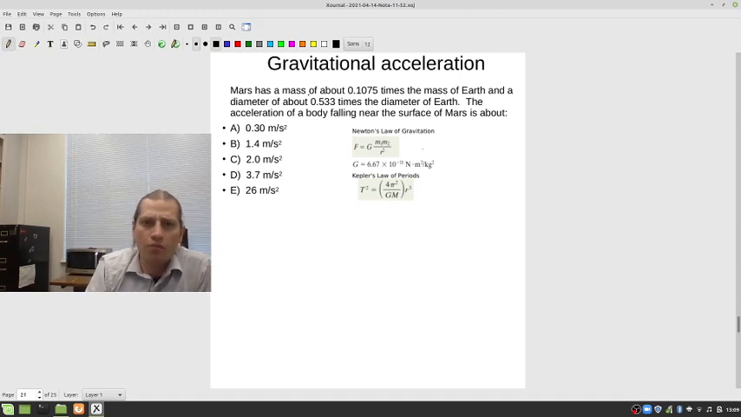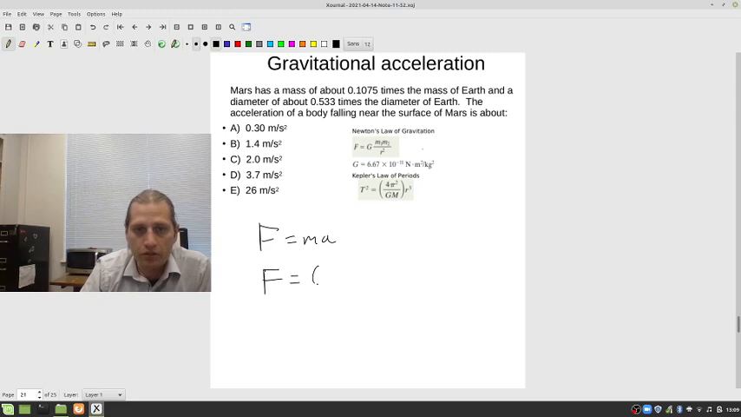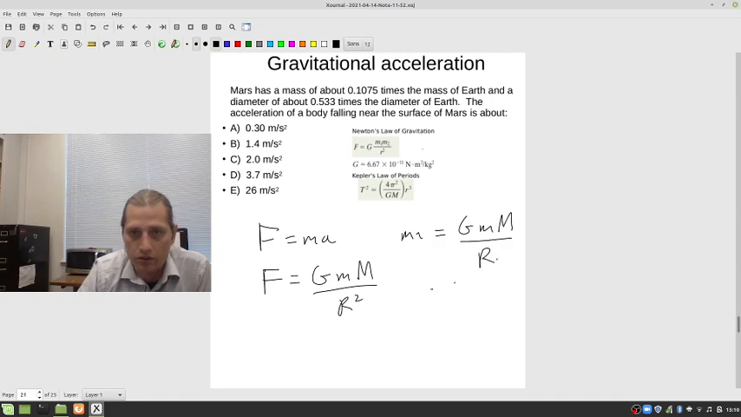So in this case, it says Mars has a mass of about, so just to set it up, F equals ma. For an object near the Earth, that would be your GM, mass of the Earth, over r squared. So if you set those two equal to each other, ma equals GMm over r squared, this mass cancels out, and the acceleration is just going to be GM over r squared.